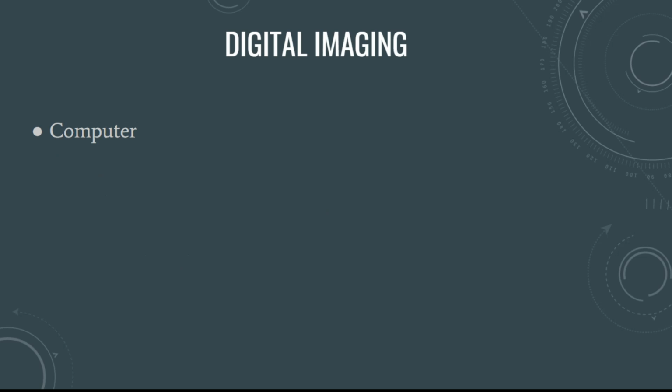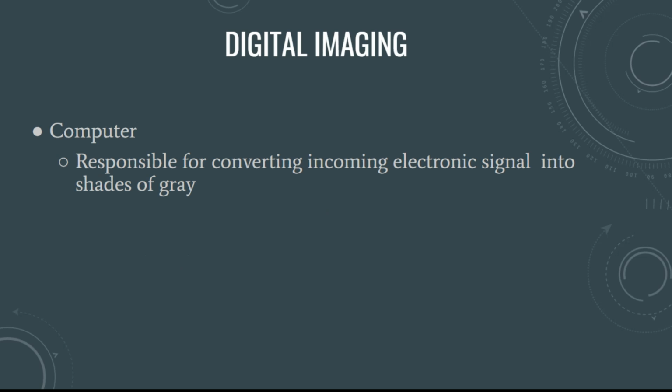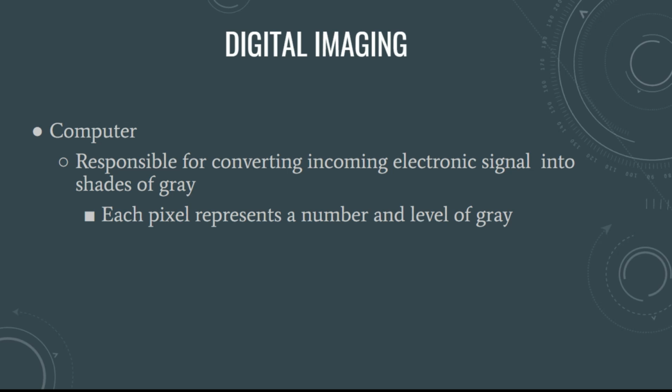The computer is the last piece of equipment here, and the computer is responsible for converting all of those electronic signals that are coming into it into shades of gray. And then all of those different shades of gray are viewed on the computer monitor. Remember that each pixel represents a certain number and a level of gray. So when it comes up on that computer screen, each pixel has a specific place that it's already pre-designated to go.